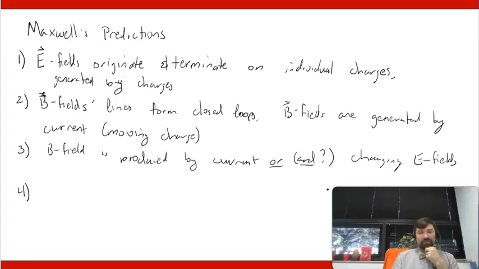Okay, prediction number 4, Faraday's law. The EMF, remember, is also sort of like E dot delta L. So this one actually predicts that E fields are produced by changing magnetic fields.